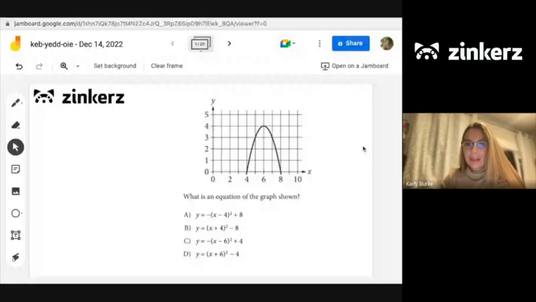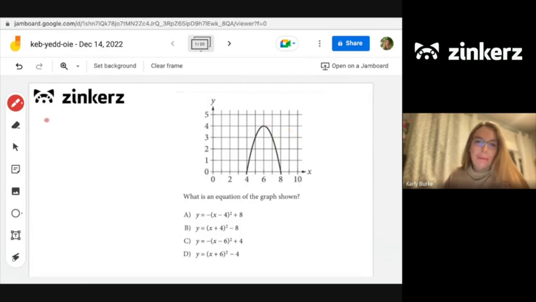Do you know how to write the equation for a parabola using vertex form? Well, that is very important on the SAT. So let's talk about how to do this problem. If you remember, vertex form for a parabola is y equals a times (x minus h) squared plus k.